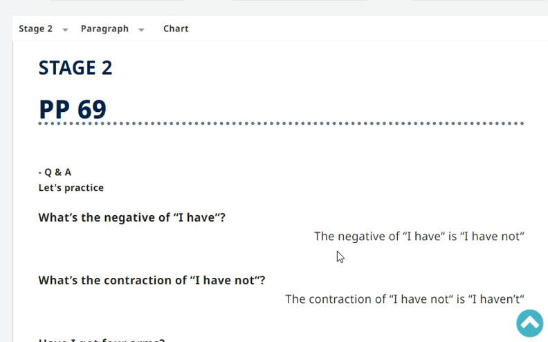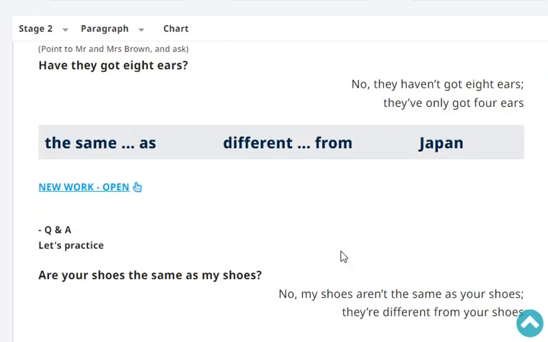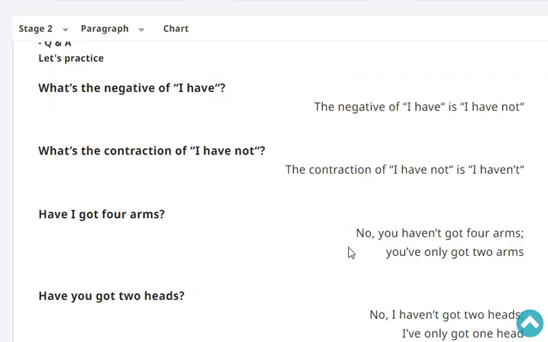Okay, so start at the conjunction, page 69. Question 16. What's the negative of I have? The negative of I have is I have not. What's the contraction of I have not? The contraction of I have not is I haven't.